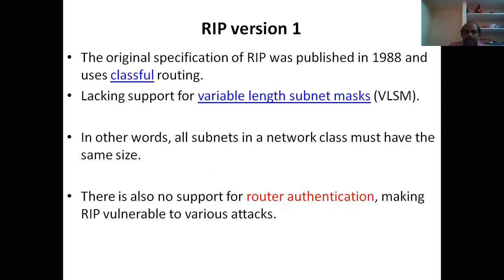There are two versions of routing information protocol: version 1 and version 2. Version 1 started in 1988 and uses classful routing. The problem with RIP version 1 is that it doesn't support variable length subnet masks. That is, you cannot divide your network into smaller networks. There is no concept of variable length subnet mask, so that is one of its drawbacks.